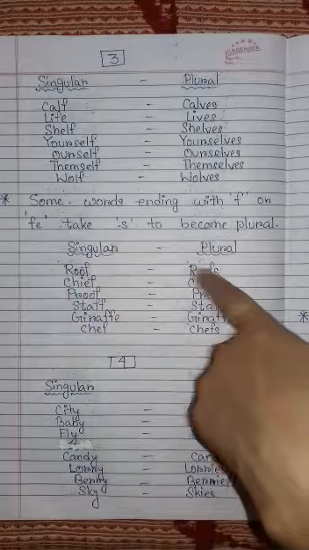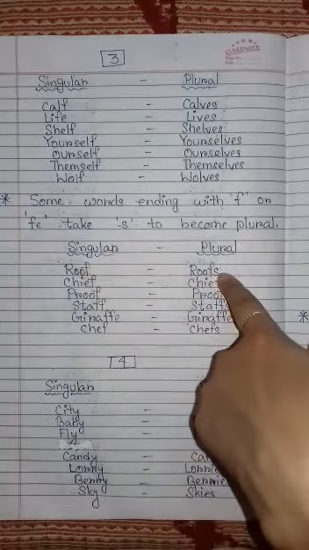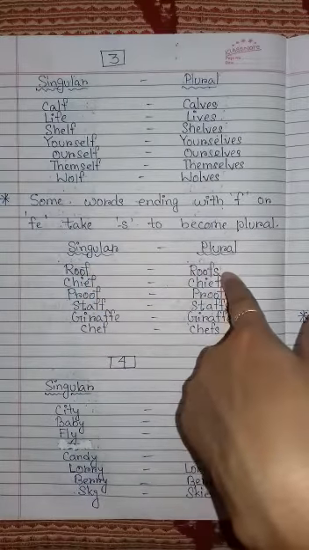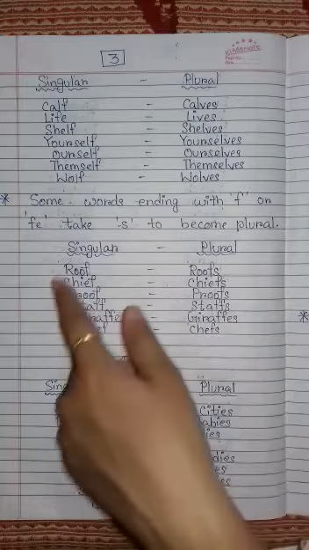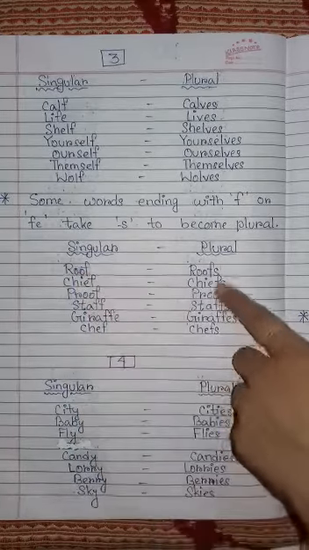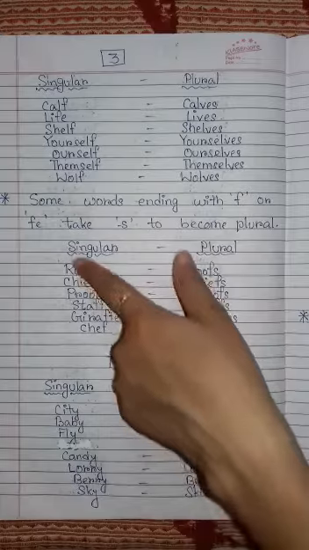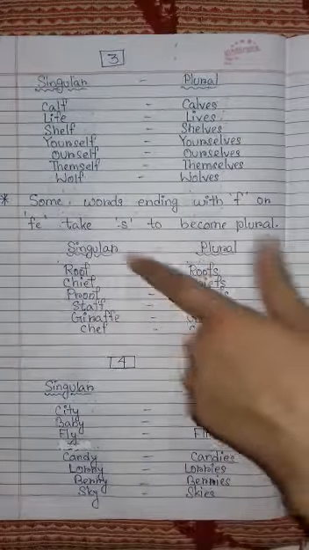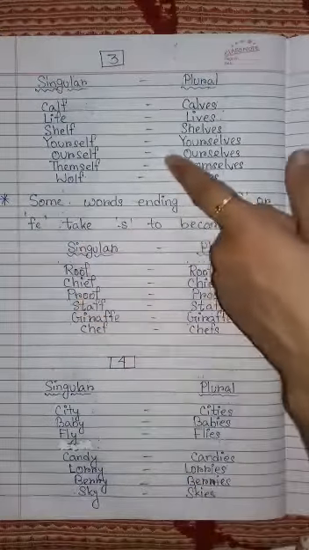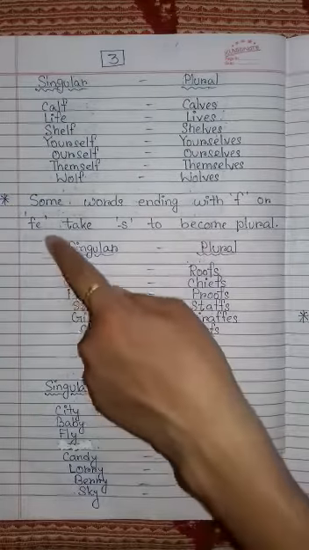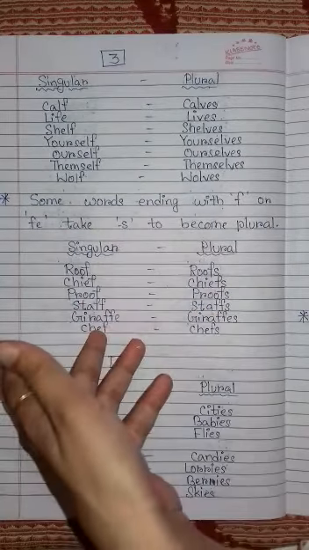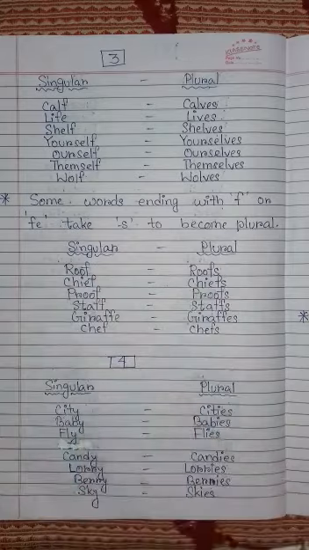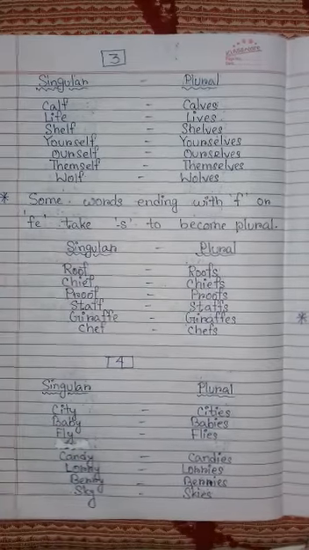Roof, roofs, not rooves. We cannot add ves here. That will be wrong. You have to write roofs only. In this way you need to memorize all these. They are not following our rule number 3 because they are some other words that do not follow our rule number 3.